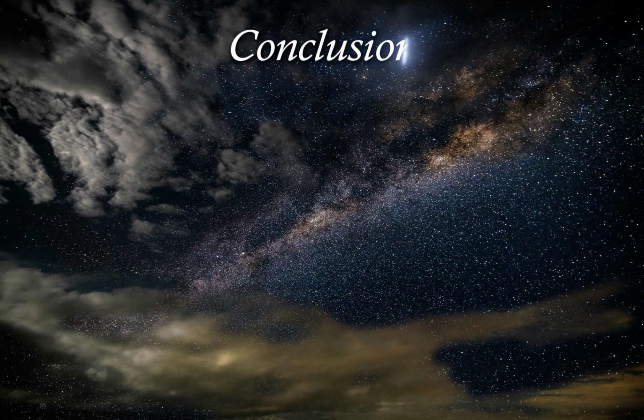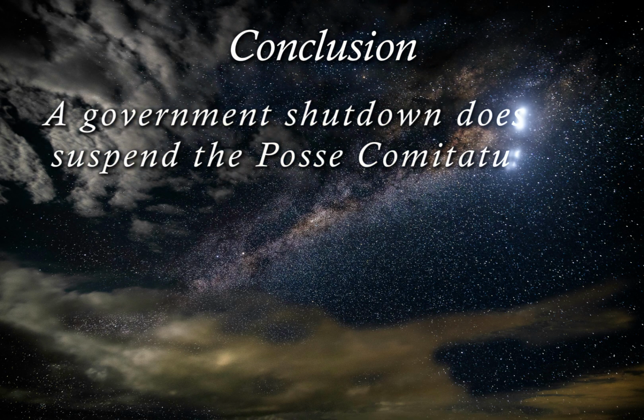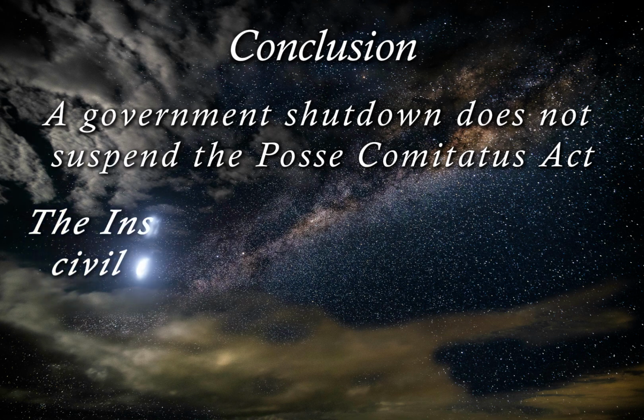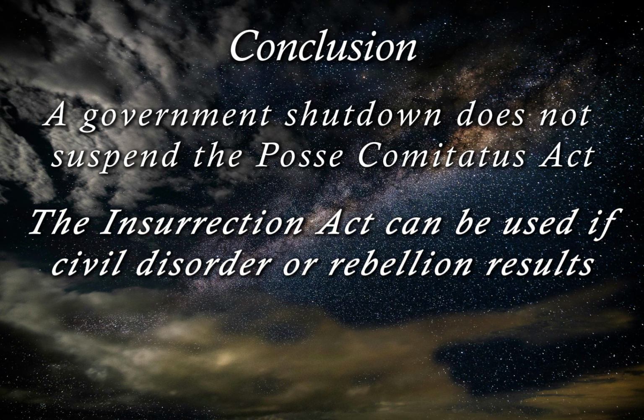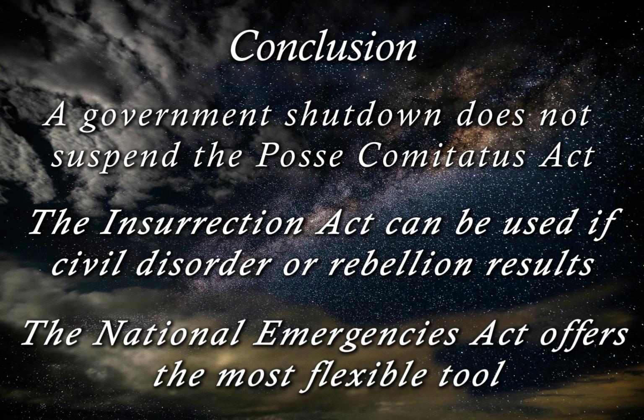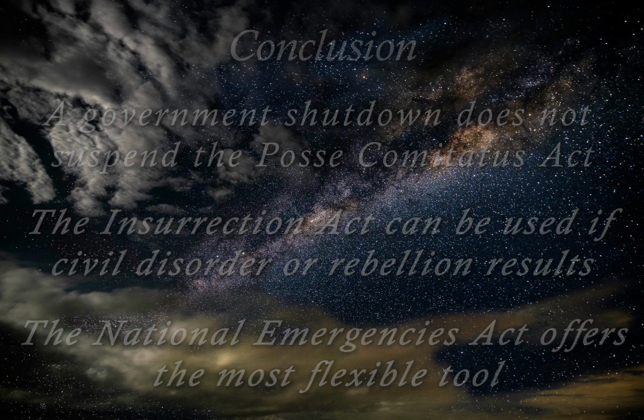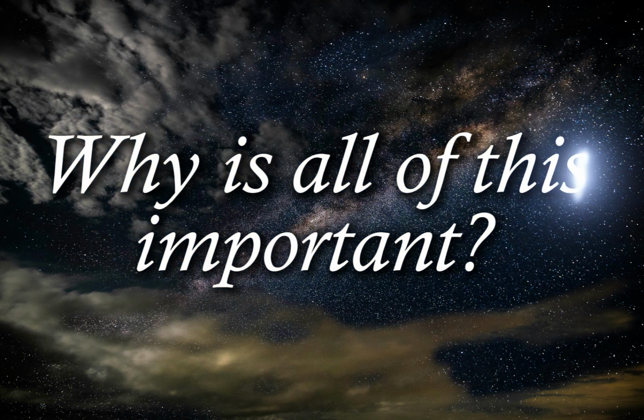Conclusion. In short, a government shutdown does not suspend the Posse Comitatus Act. Military law enforcement remains prohibited. The Insurrection Act can be used if civil disorder or rebellion results, but this is a last resort measure. The National Emergencies Act offers the most flexible tool, allowing the president to access certain emergency powers if the shutdown creates critical threats. Why is all of this important?